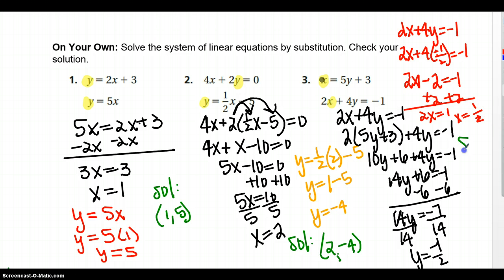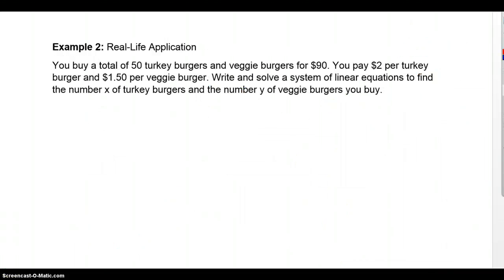So my solution to this one, I apologize that it's getting messy, is 1/2, -1/2. And you can always check these solutions on your graphing calculator. All you have to do is plug in the two equations and find the point where they intersect. All right, this is a system of equations word problem.